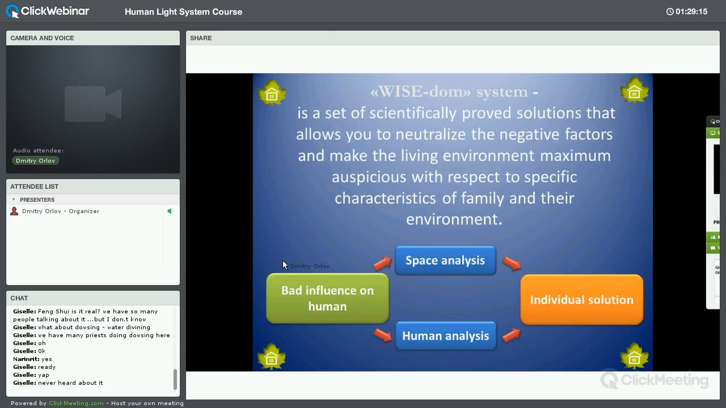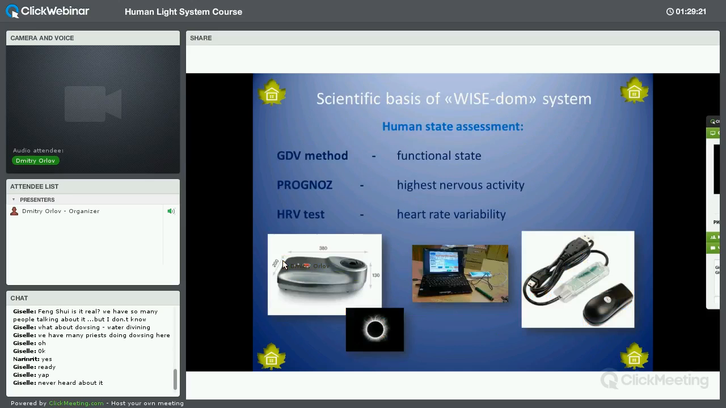And then you can give more individualized solutions. So I use three methods to assess the human being's state. The EPI GDV method that you already know. One more method that I use is the Prognose. This is a testing method to analyze the highest nervous activity parameters.